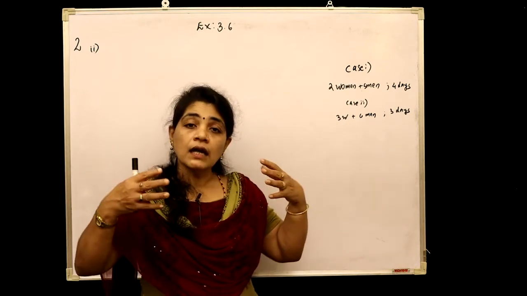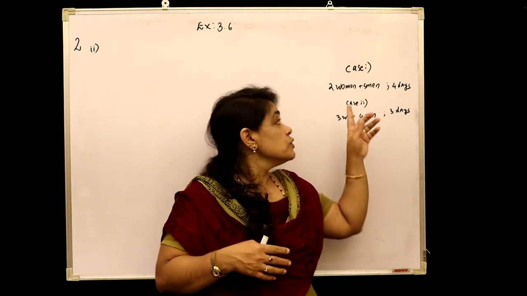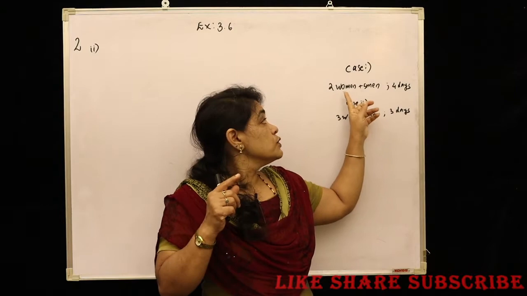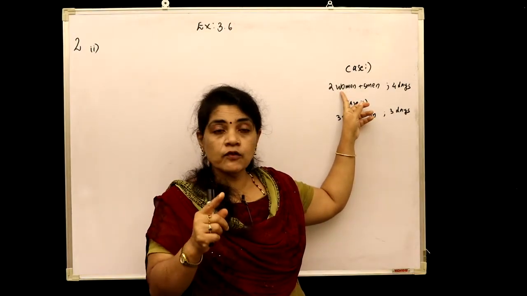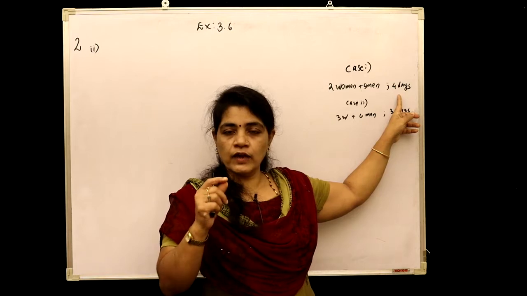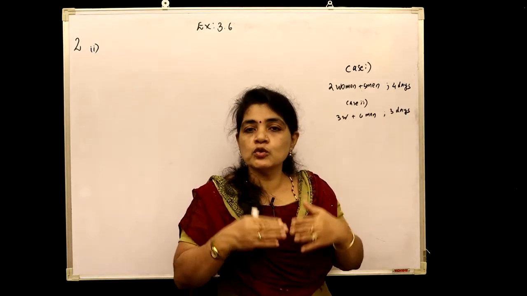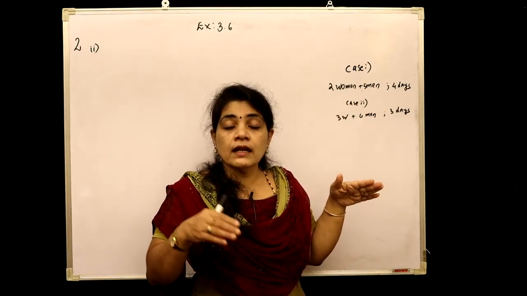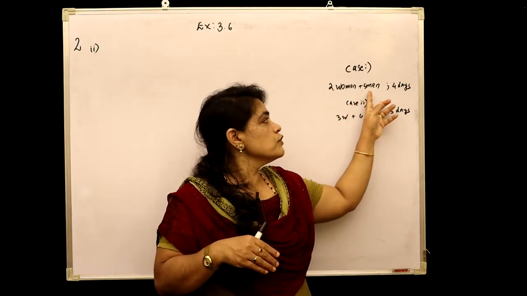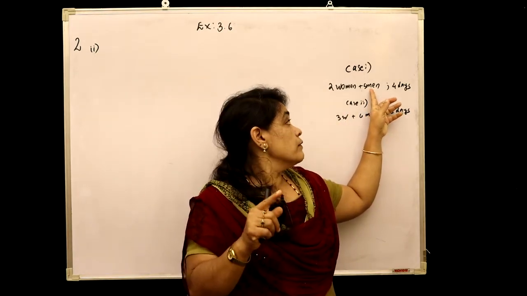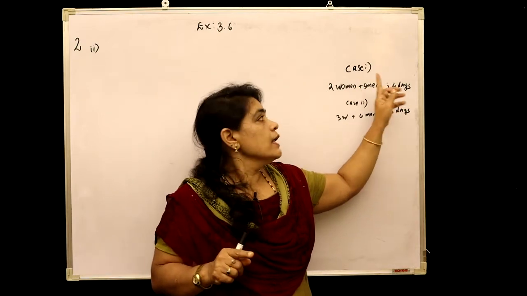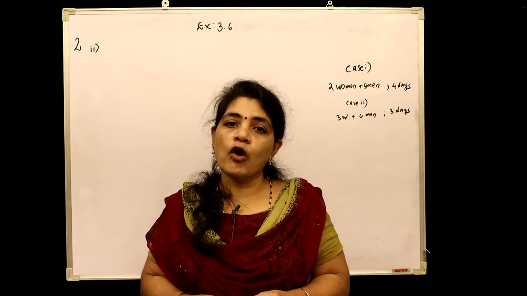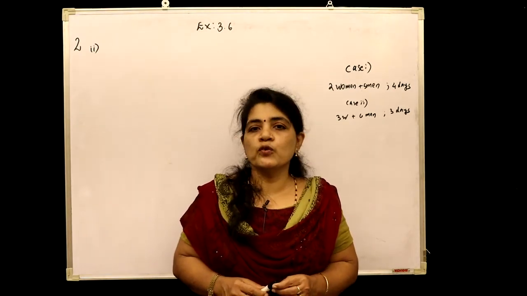See children, here it's a joint effort by 2 women and 5 men. That means 2 women worked for 4 days. So we have to find the work done by 2 women in 4 days. And not only women, there are men also. So we have to find the work done by 5 men in 4 days. Children, this is a condition. From this we are going to form a pair of linear equations in 2 variables.